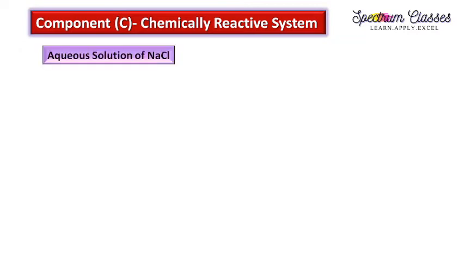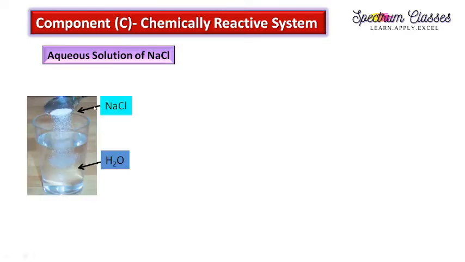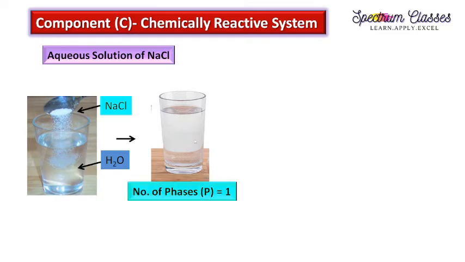So first we will start with the example of an aqueous solution of NaCl. As we discussed in our previous slide, here we have a system. In a glass of water, I am adding some salt. Here, this is water. The chemical composition of water is H2O and this salt is NaCl. Once this salt is dissolved, we will get this type of picture. So how many phases are there? There is only one phase, right?